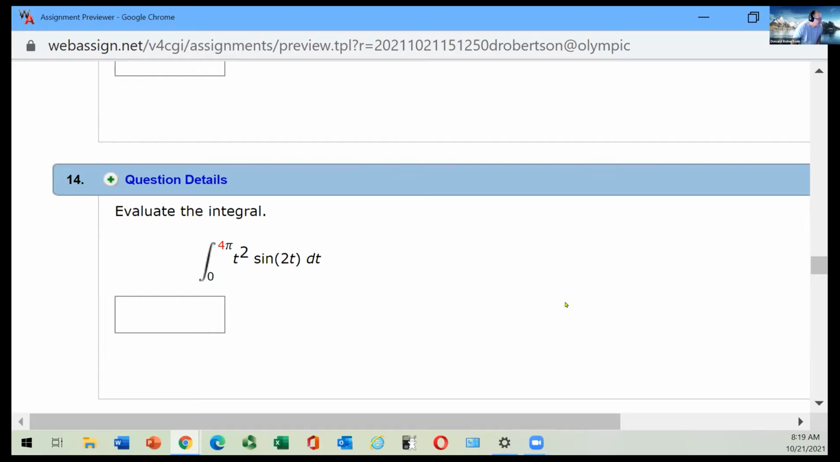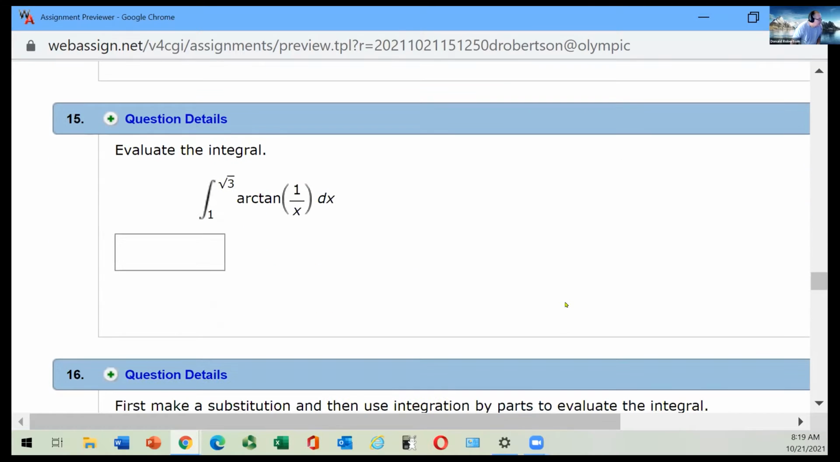Who would f of t be in 14? Wouldn't it be t squared? Correct. It's situation 1. Who would f of x be in 15? Who would f of x be in 15? Would it be situation 2? Yeah. It would be inverse tan of 1 over x.